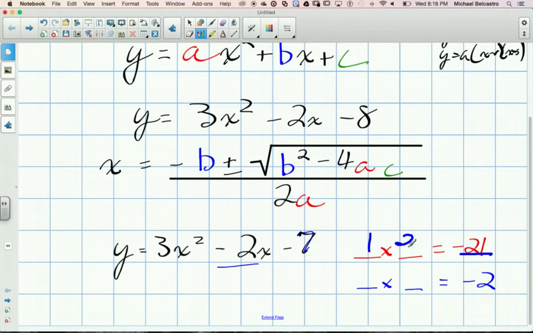Well, you've got 1 and 21, and they're definitely not going to make negative 2. And then you have 3 and 7, and they aren't going to make negative 2 either when you add them. So what that means is we can't factor this. But it doesn't mean that it doesn't have x-intercepts or that there aren't answers for x.